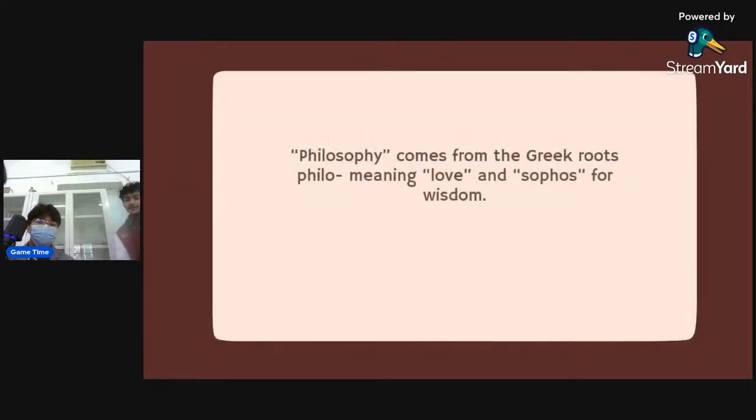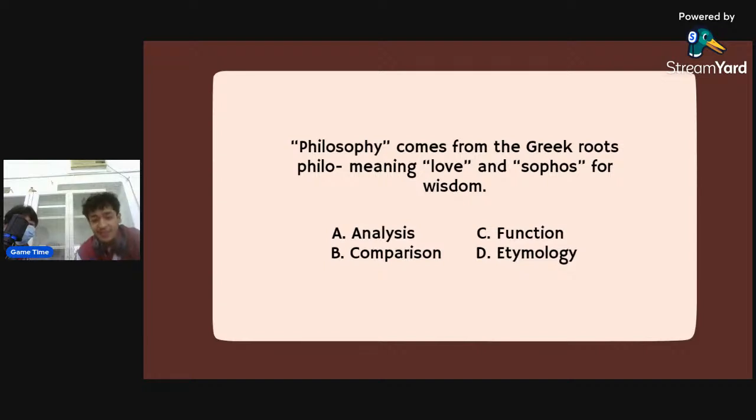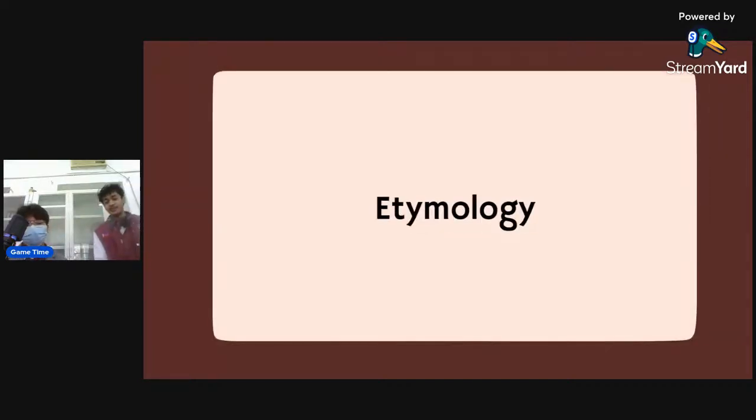Okay. Philosophy comes from the Greek word roots philo meaning love and sophos meaning wisdom. So which one is it? Is it A, analysis, B, comparison, C, function, or D, etymology? I think it's B. I think it's C. Are you guys sure? I'm just kidding. Let's see the answer. You guys want to see? The answer is etymology. Nice one. Good job, guys. Proud of them.